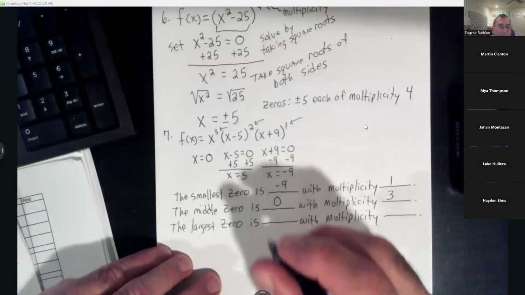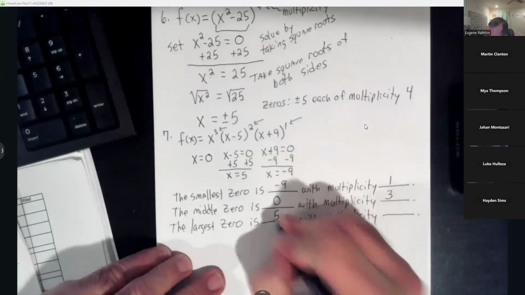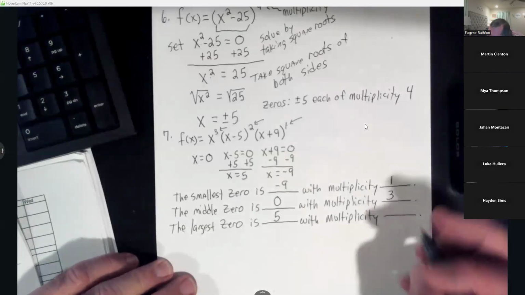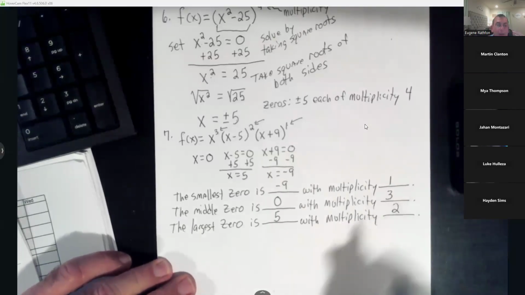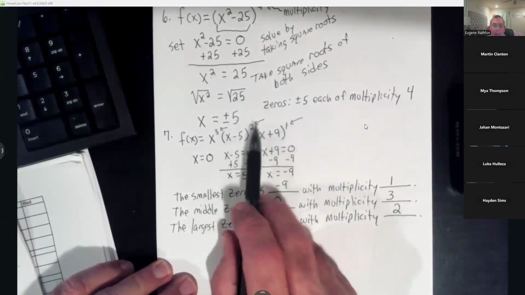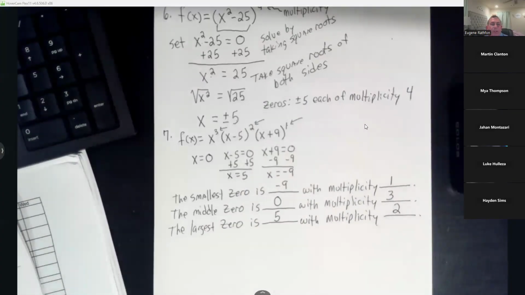And y'all, there's only one left. Good job. It's got to be 5. With a multiplicity of what? All right, y'all rolling in. So that one had a multiplicity of 2. So 5 came from this x minus 5, and that had an exponent of 2. Good job.